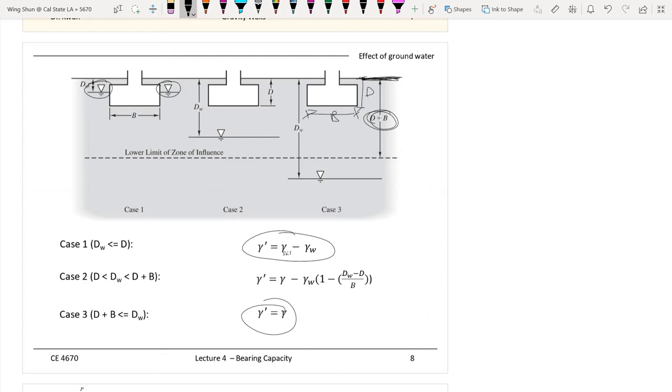But if it is something in between, between the depth of the footings and one foundation width deeper, that's where your water table is located, then you need to calculate the averaged unit weight based on this formula. So that's how we calculate the effective unit weight based on the location of the groundwater table. So, effective soil unit weight.